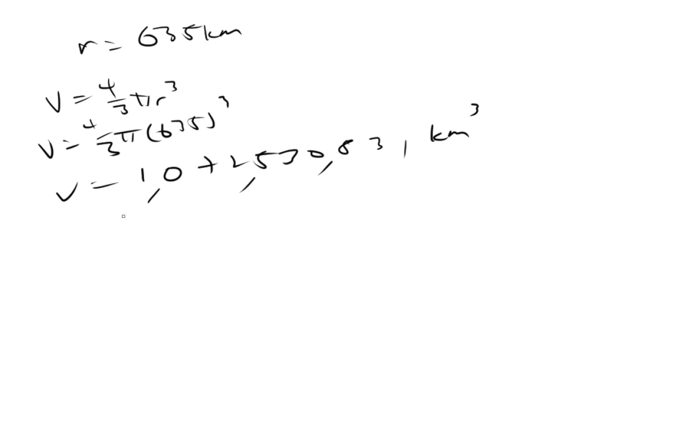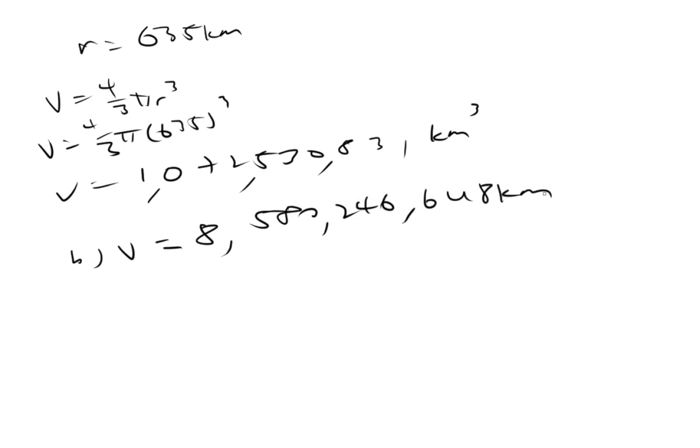Now we're going to take a look at the volume of Pluto. And we're given that it's actually twice Charon's radius, so it's going to be 8 times the volume. So the volume here is going to be 8 times this. So we've already established this in the previous question. So that means our answer is going to be 8,580,246,648 kilometers cubed. So this is the volume of Pluto.